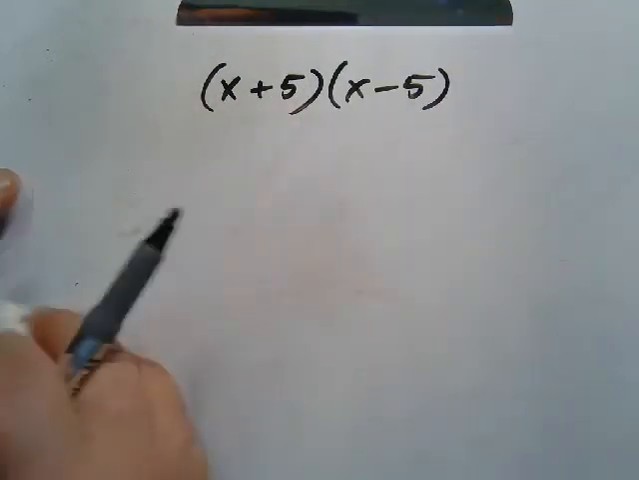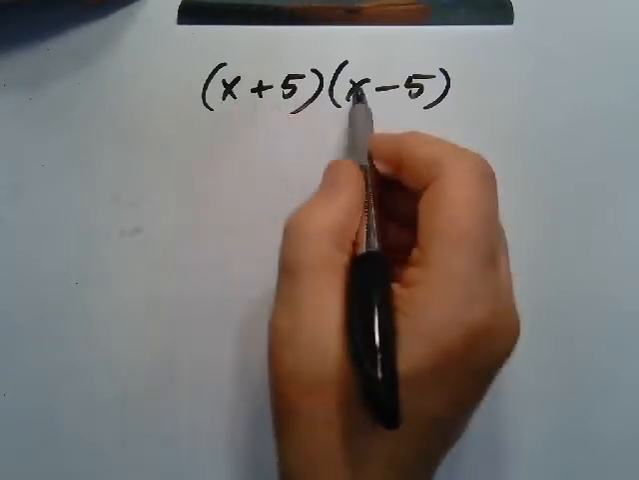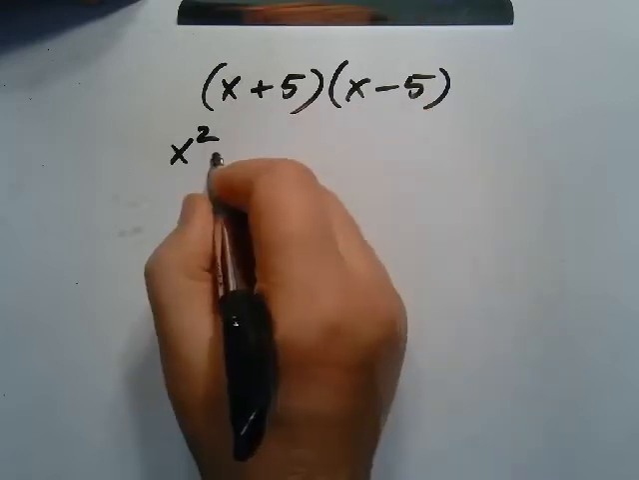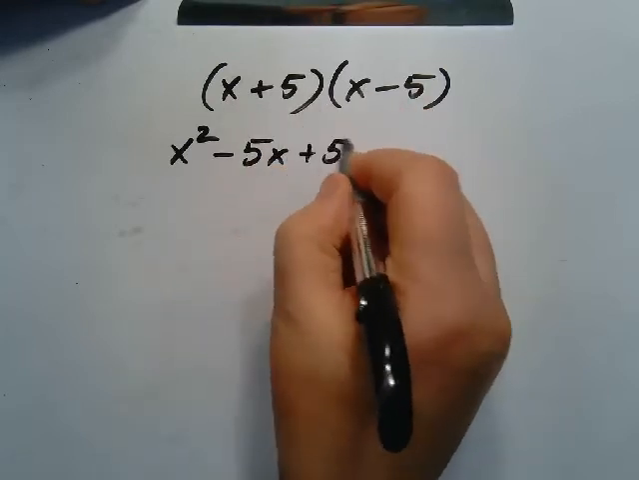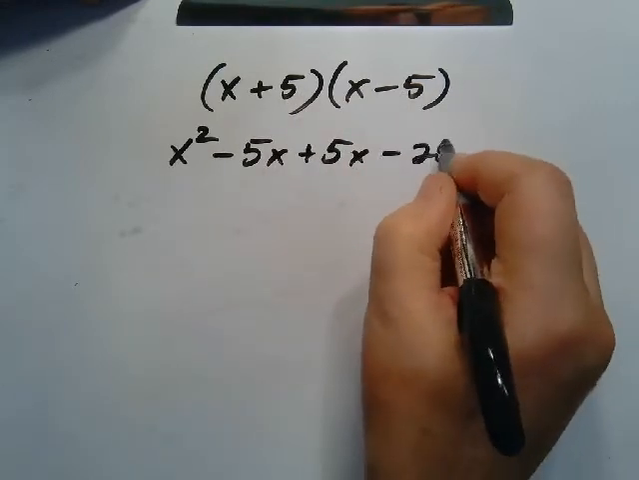Well, what do we get if we FOIL this? I'm going to show you the shortcut here in a minute, but here we go. First, x times x is x squared. X times negative 5 is negative 5x. 5 times x is 5x. And 5 times a negative 5 is a negative 25.